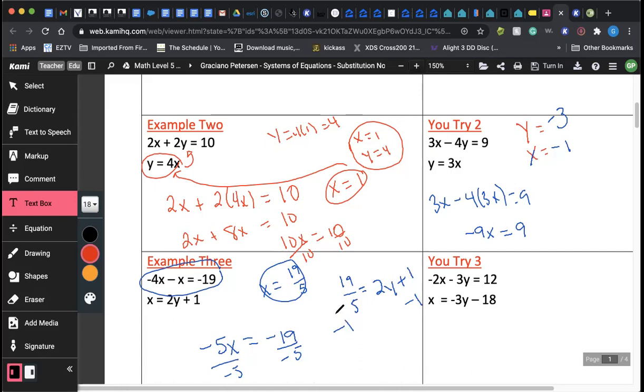I just want to make this into a fraction again to make this easier for myself. So it's going to be -5/5. Right, that's going to give me the fraction of 1 that I'm looking for, but also negative. So it's -5/5. 19 minus 5. It's going to give me just 14/5 is equal to 2y.